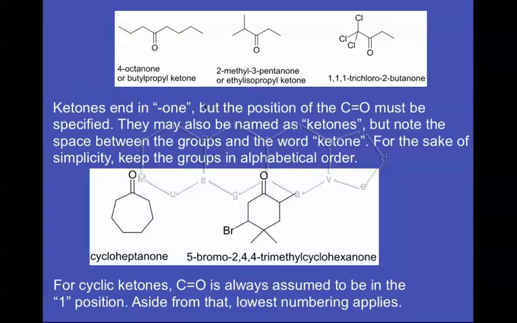Ketones will have to have their position in the chain specified because the C double bond O could be on any of these. If I called it octanone, that wouldn't be enough information. It has to be 4-octanone.